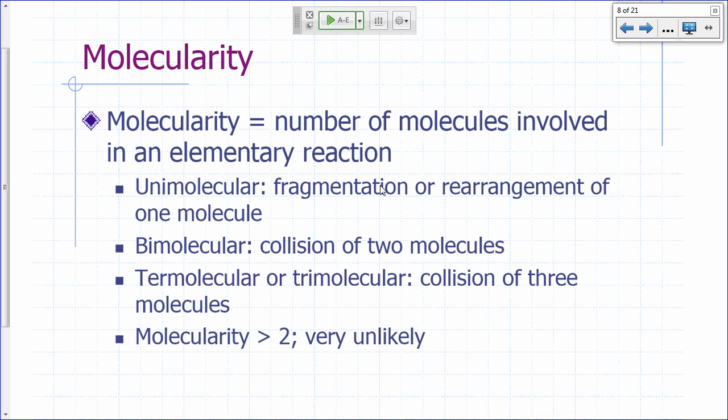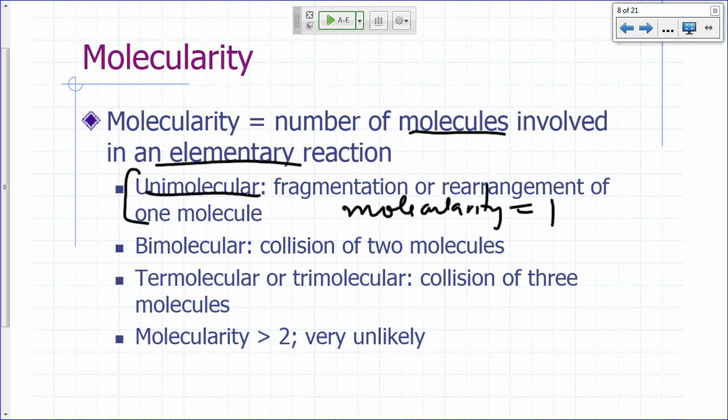Molecularity. The word molecularity refers to the number of molecules that are involved in an elementary reaction. What's an elementary reaction? An actual molecular event, right? So a unimolecular reaction, an elementary reaction that has a molecularity of 1, involves simply a molecule that fragments, falls apart. It involves just one molecule falling apart into 2 or more pieces, or one molecule rearranging the atoms within the molecule.